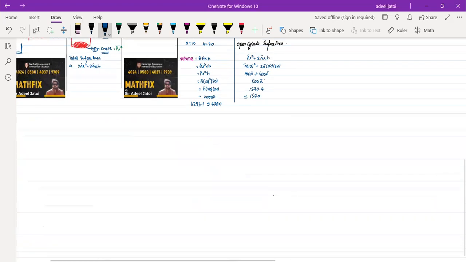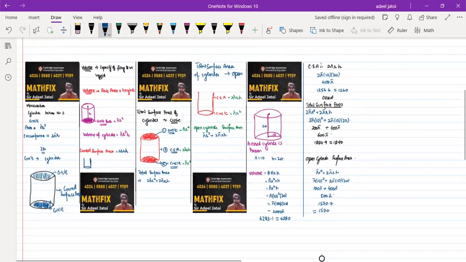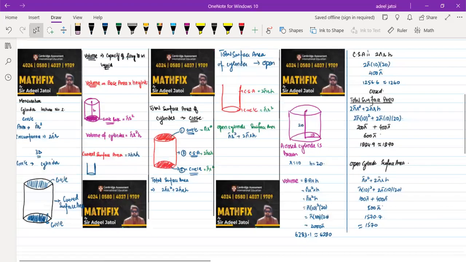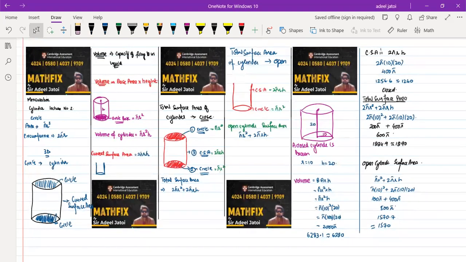So this is all about the cylinder. When we are talking about a cylinder in mensuration, remember a cylinder is a 3D figure coming from the family of the circle, knowing that the circle area is pi r square and the circumference is 2 pi r.